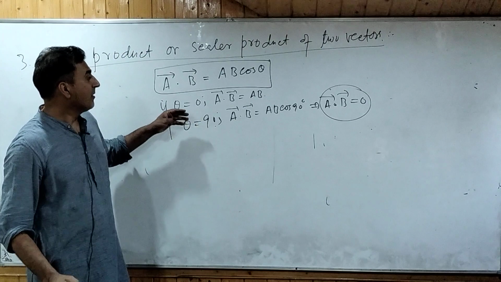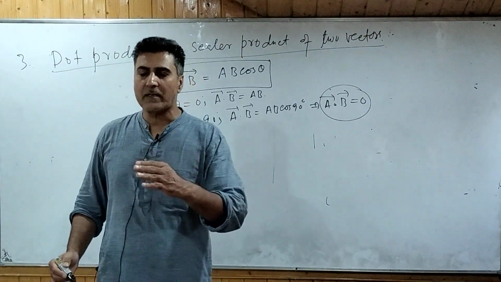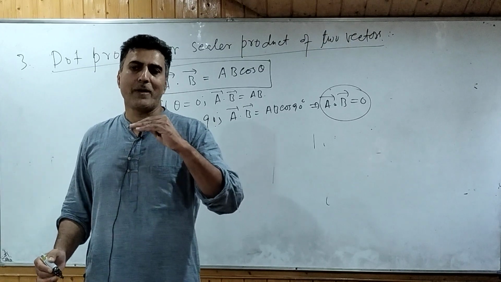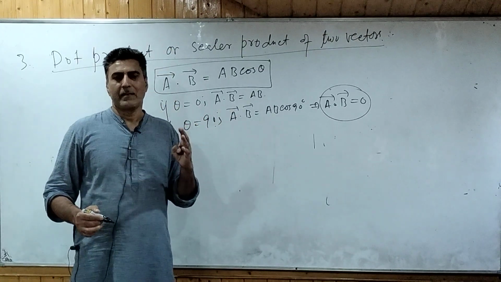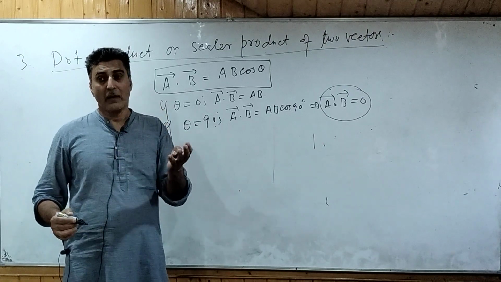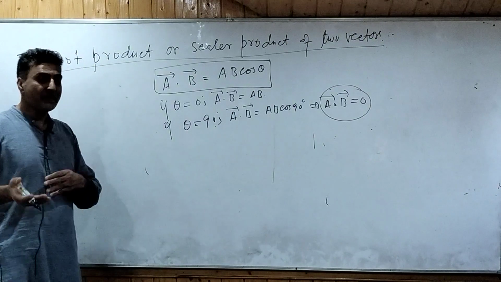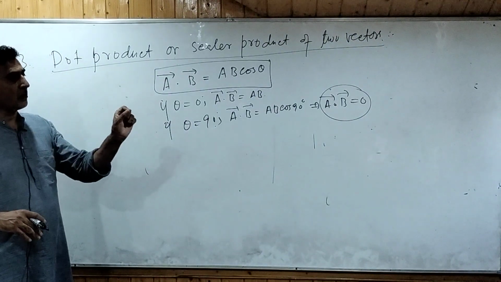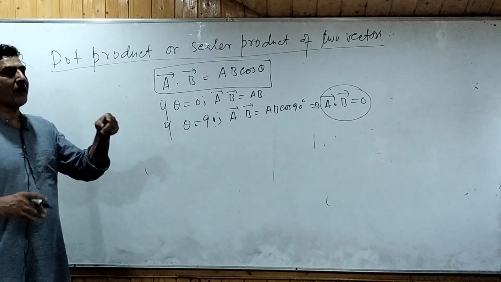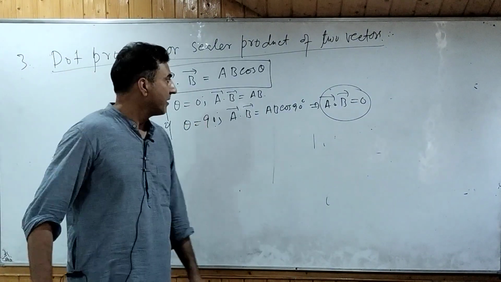So here you can put it in other words. If the dot product of two vectors is 0, then they are perpendicular to each other. Or the other way around also: if you have the dot product of two vectors as 0, you can well understand that the two vectors should be perpendicular to each other.